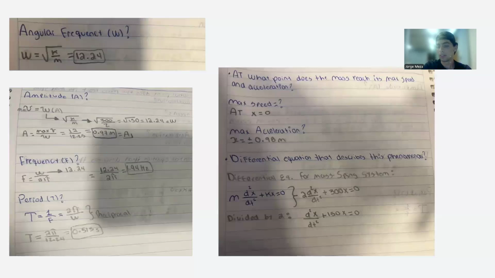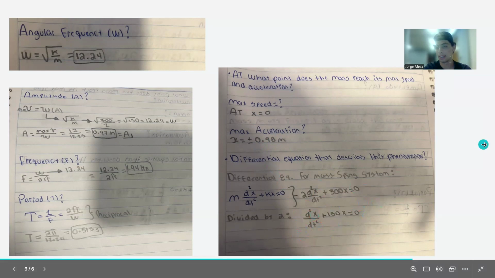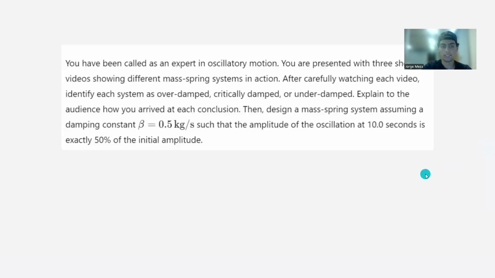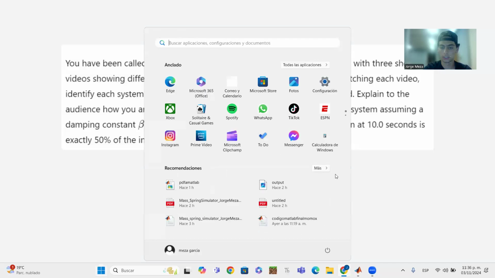The speed of the oscillating mass is maximum when it passes through the equilibrium position, and the maximum acceleration occurs at this result because it is directly proportional to the displacement. And now we have here the differential equation that describes the phenomenon.